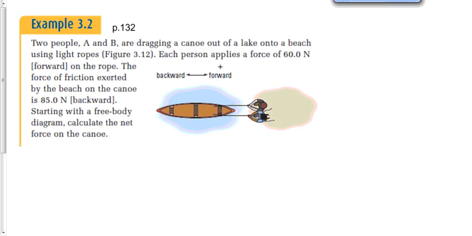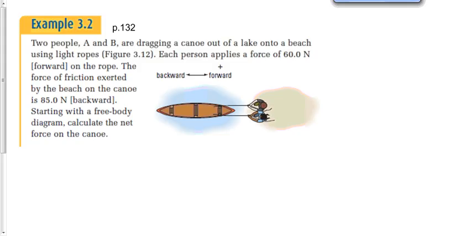Here's an example. Two people, A and B, are dragging a canoe out of a lake onto a beach using light ropes. Each person applies a force of 60 newtons on the rope. There's a force of friction exerted by the beach on the canoe of 85 newtons backwards. Starting with a free body diagram, calculate the net force on the canoe.